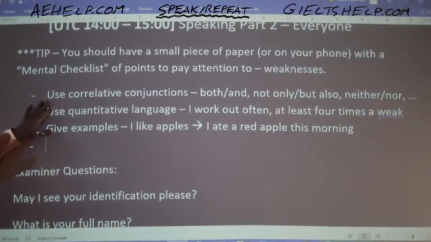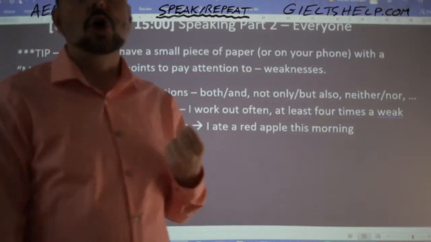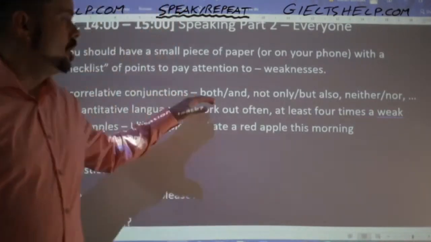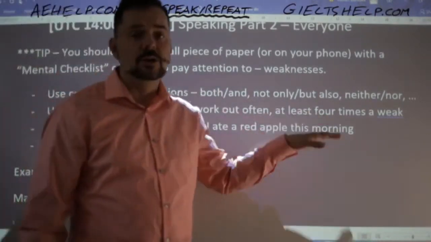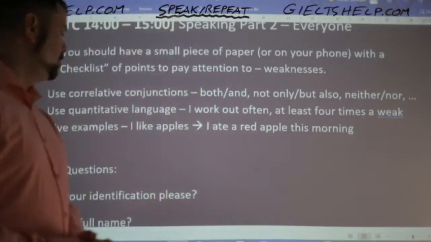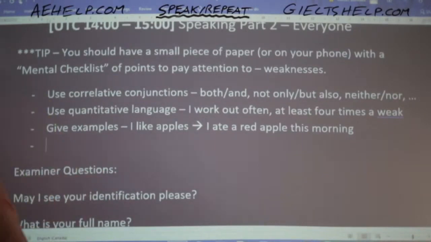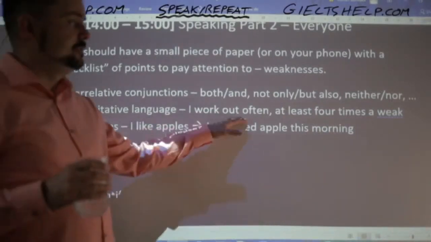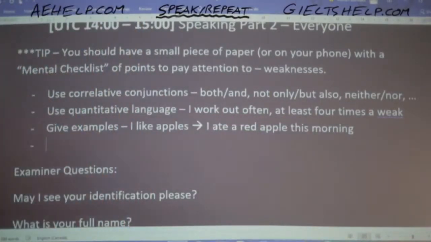So, for example, use correlative conjunctions. This is one that students commonly forget. So not only, but also. Not only do I play the piano, but I also sing. Okay? You should use quantitative language. That means numbers. Okay? So I work out often, at least 4 times a week.